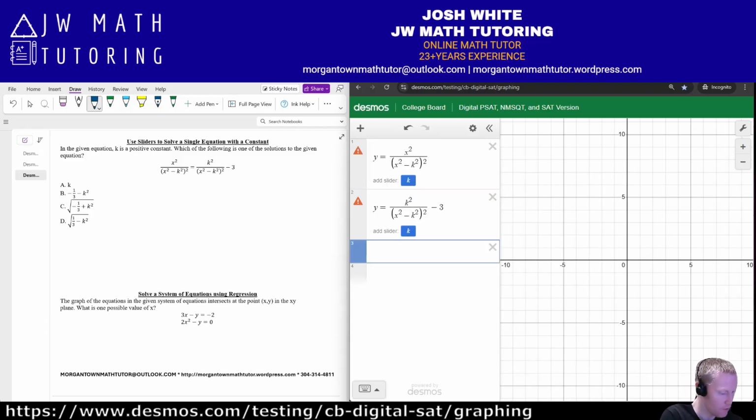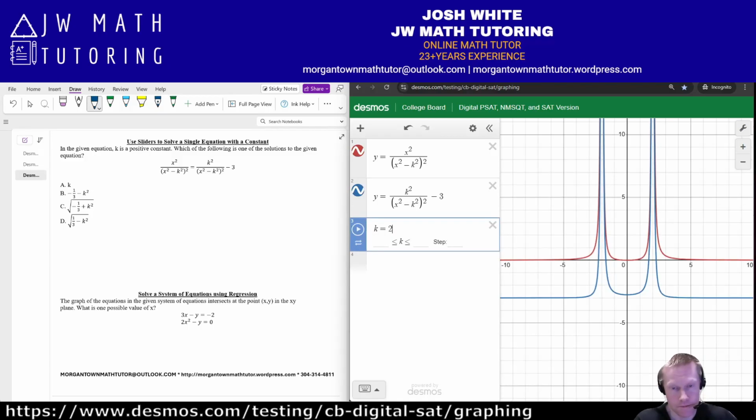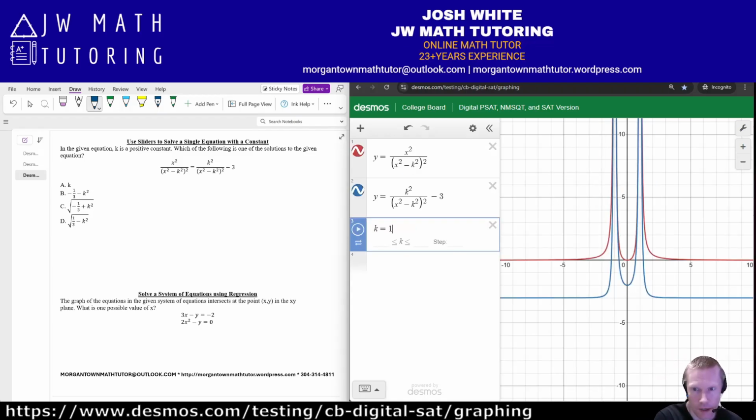Okay, now I'll add my slider for k. Notice all it says is k is a positive constant, so we can just start with 2, or maybe 1.